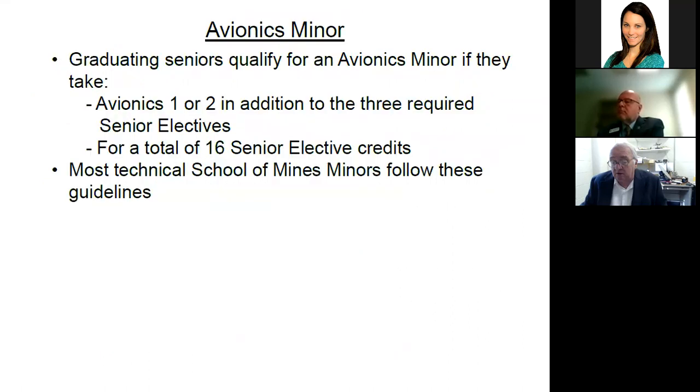Okay, our Avionics Minor is new as of this last fall, and our graduating seniors qualify for that minor if they take one more course. So instead of the 12 hours of senior electives, they take 16 hours, and then one of those courses is the Avionics 1 or Avionics 2. So normally these students will be sticking around, they'll graduate and then they'll be sticking around here for working on maybe a master's degree or accelerated master's degree. This philosophy of one extra course is commonly done here in the other departments also.